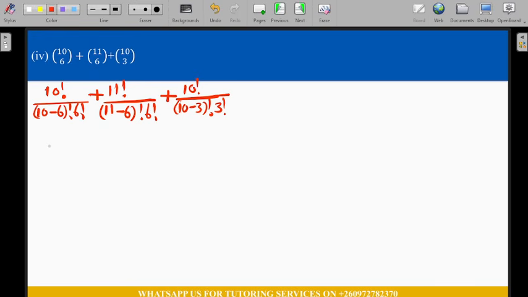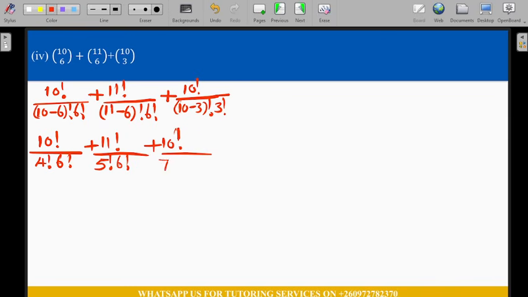So after that, we say 10 factorial over 10 minus 6, it gives a 4, factorial 6 factorial. Plus 11 factorial over 11 minus 6, that's a 5, factorial 6 factorial. Now plus 10 factorial over 10 minus 3, that's a 7, factorial 3 factorial. So that's what we have.